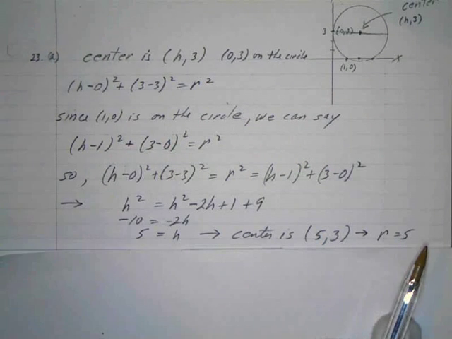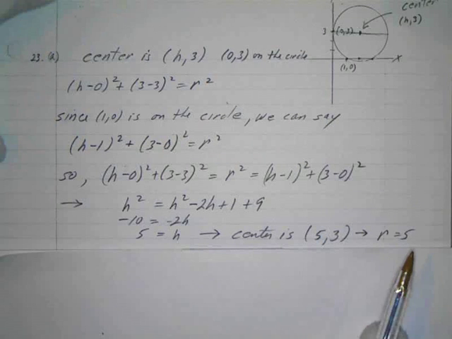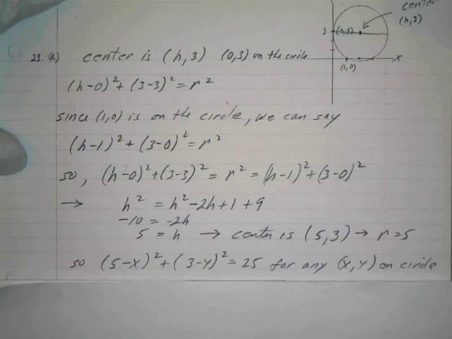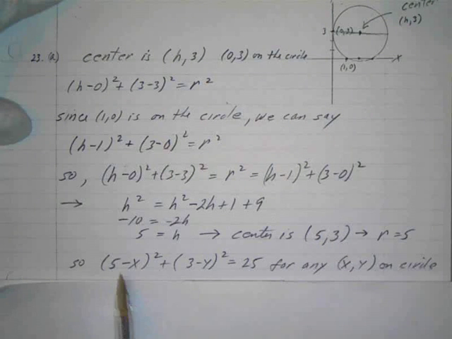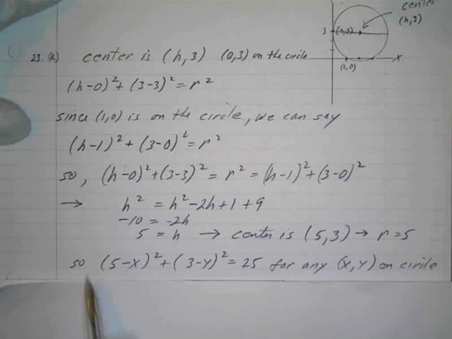Now what they wanted you to also find before you found the equation of the circle in the A part was you were asked to find the other x-intercept. So again, I know that the distance from the center of my circle, which is 5, 3, to any point: 5 minus x squared, plus 3 minus y squared is 25. That's for any point on the circle.